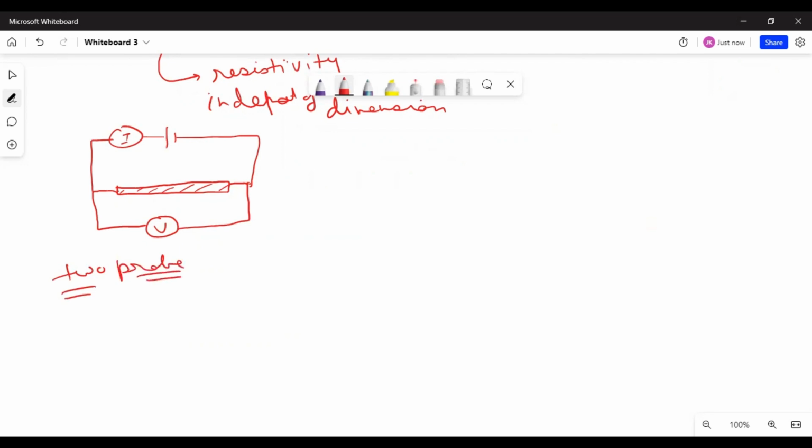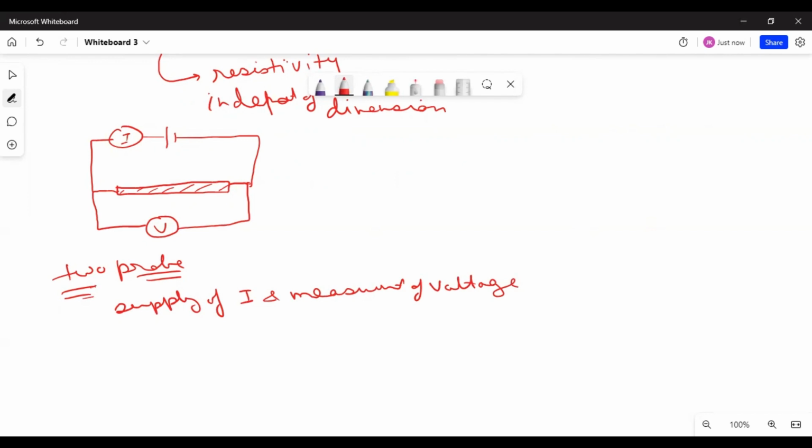In this method, the supply of current and the measurement of the voltage use the same two probes. They are the same two probes which supply current and at the same time measure voltage.